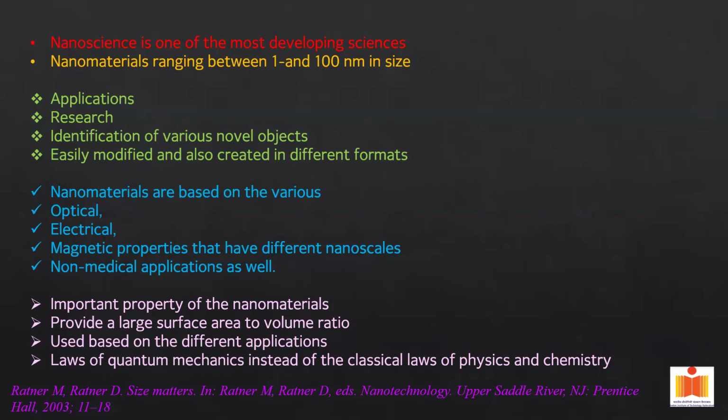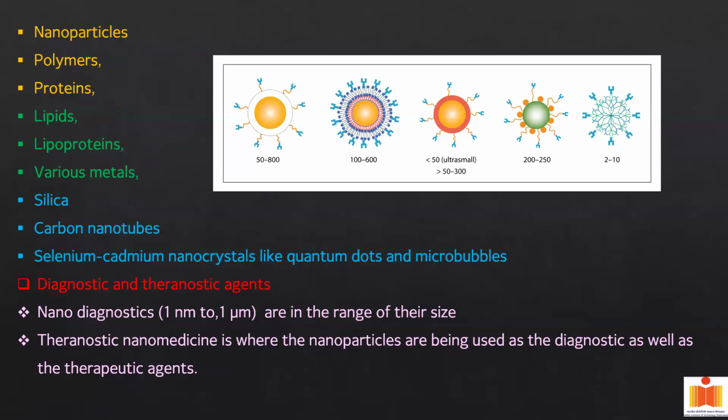And again, the nanoparticles are based on various properties. So it's not a single thing like you have ultrasound, sound, or MR, magnetism. But here you have optical, you have electrical, you have magnetic, or sometimes non-medical applications are also there. And the important property of nanomaterials is to provide a large surface to volume ratio, and they are used in different applications. And again, since it is a physical component, the laws of quantum mechanics are used instead of the classical laws of physics and chemistry. So again, it is based on quantum mechanics.